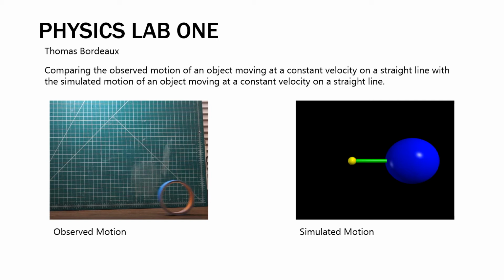Hi, my name is Thomas Bordeaux, and this is a lab about observing an object moving at a constant velocity along a straight line. In this lab, we will compare position as a function of time in two cases.